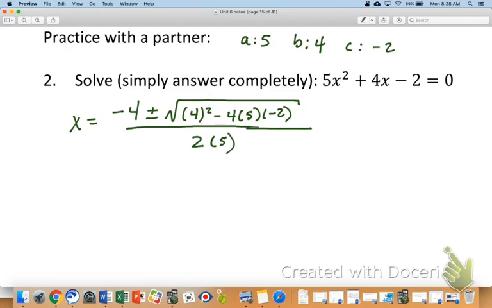Make sense? Wherever I see an A, I'm putting a 5. Wherever I see a B, I'm putting a 4. Wherever I see a C, I'm putting a negative 2.